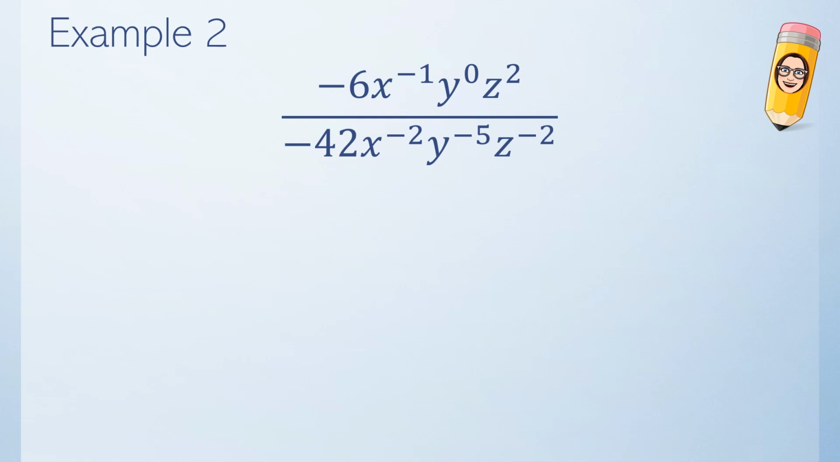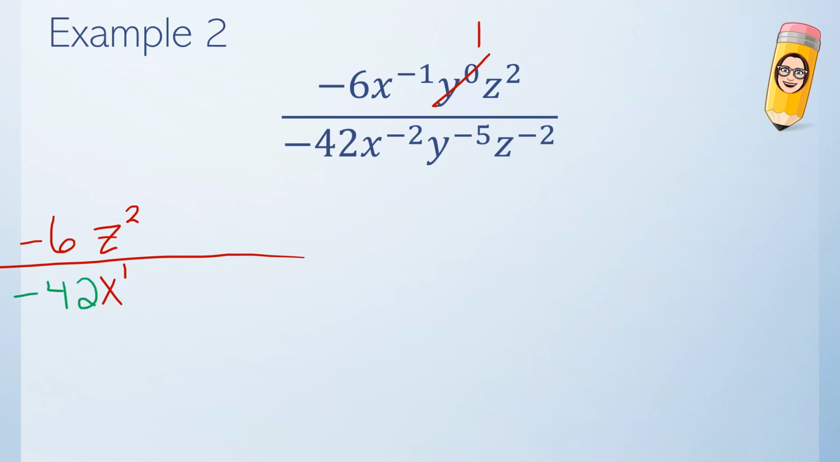All right, this next one does not have any parentheses. So my first thought is I'm going to cross off that y to the 0 because that's 1, and so I don't need to work with it any further. I'm going to keep everything if it can stay. Negative 6 is a regular old number. X to the first goes to the bottom. Z squared stays.